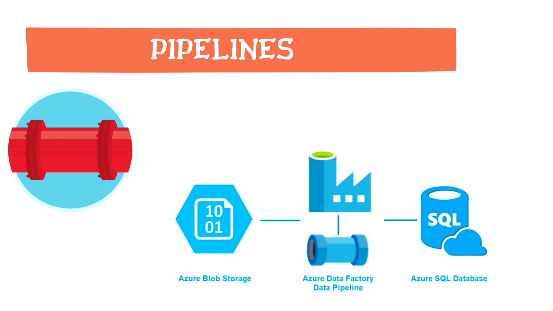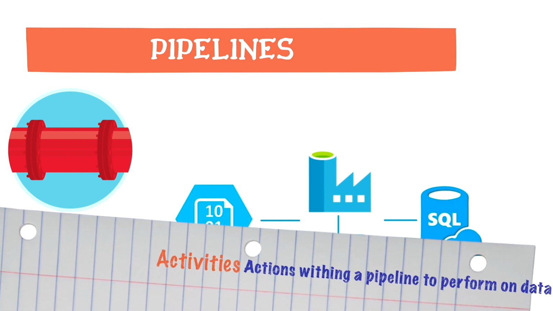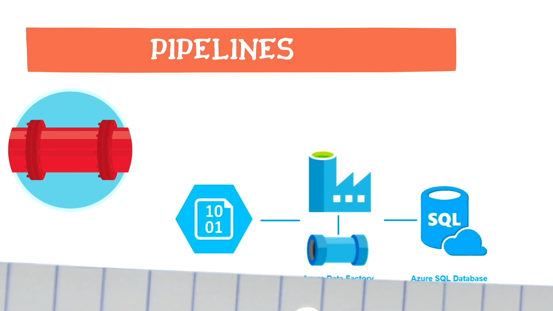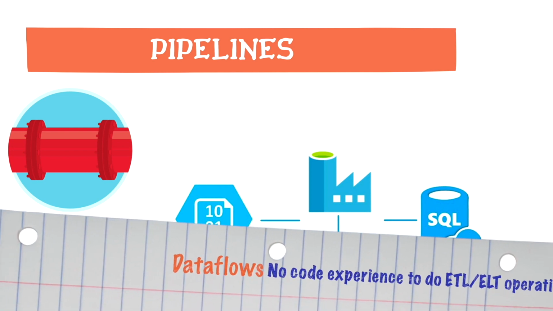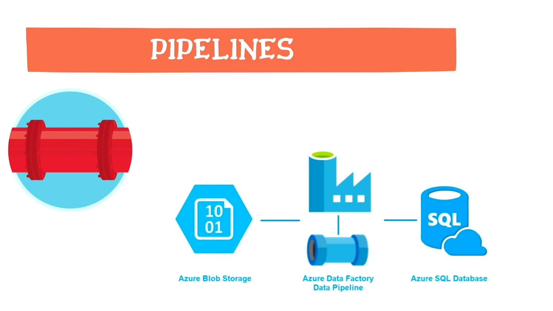Second comes your activities. Activities define actions within a pipeline to perform on data, such as copying data, running any notebook, or running any SQL script, or maybe something else, like the operations that you are performing on your data. Then comes the data flow. Data flows are a specific kind of activity that provide a no-code experience for doing data transformation that uses Synapse Spark under the covers.